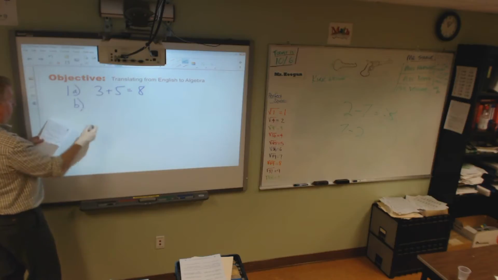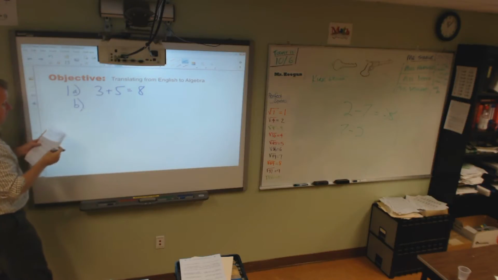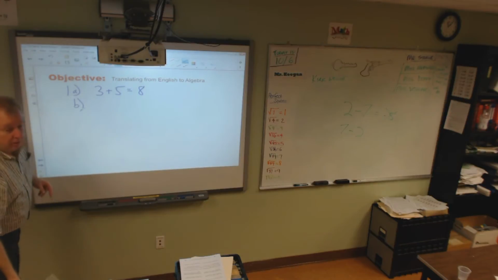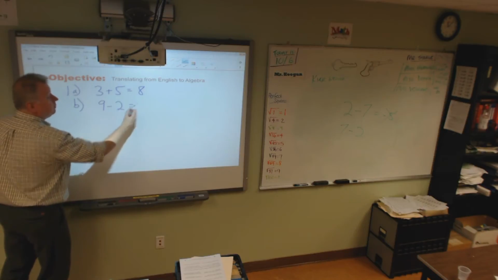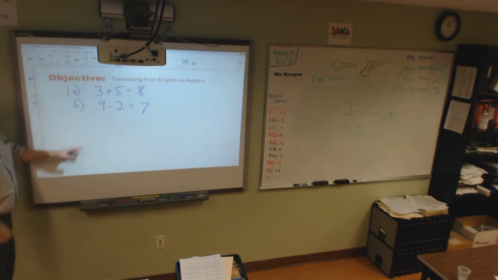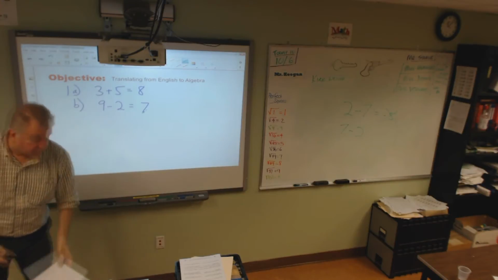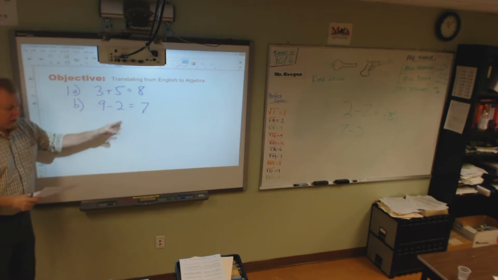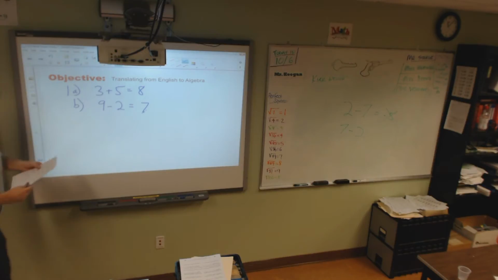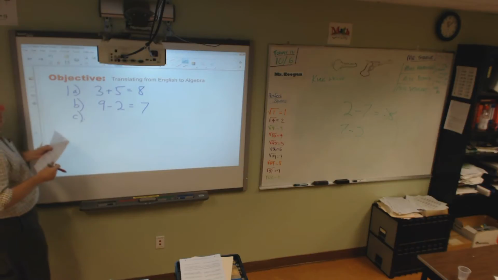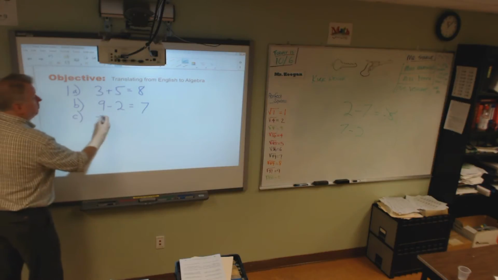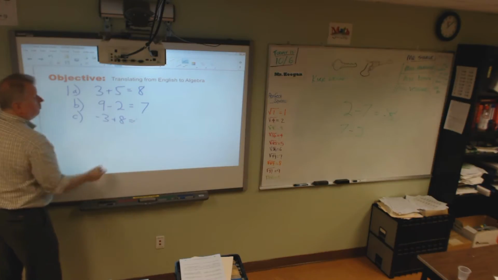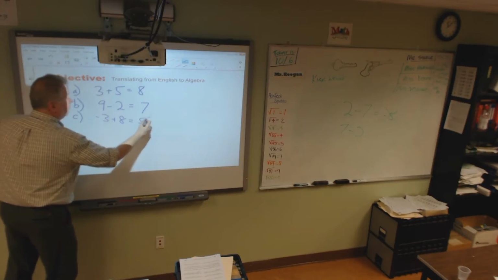Okay? B says, write a calculation and a result that represents a number that is 2 less than 9. Good. See, here it was important that you flip the order, right? Because otherwise you'd have 2 minus 9, that's negative 7. That's not what we wanted. All right. Write a calculation and a result that represents the sum of negative 3 and 8. So sum is which operation? Addition. Which gives you a 5. Is it 5?